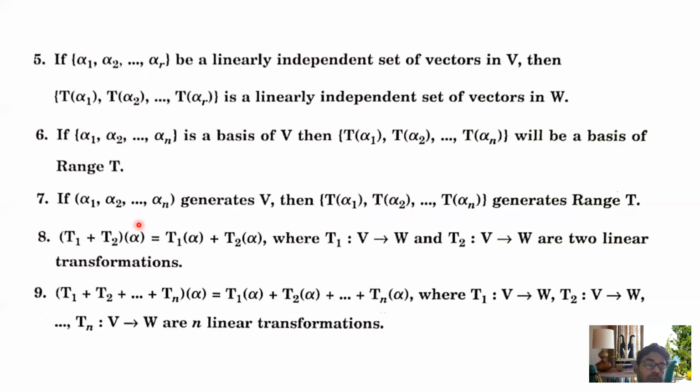These are very informative facts. I'll show you some examples. (T1 + T2)α is equal to T1α + T2α, where T1: V→W and T2: V→W are two linear transformations. But in general, if you have n linear transformations, then (T1 + T2 + ... + Tn)α is equal to T1α + T2α + ... + Tnα, where T1: V→W, T2: V→W, ..., Tn: V→W are n linear transformations.